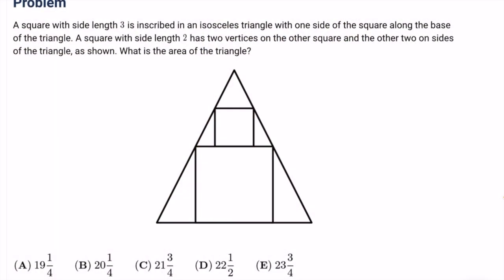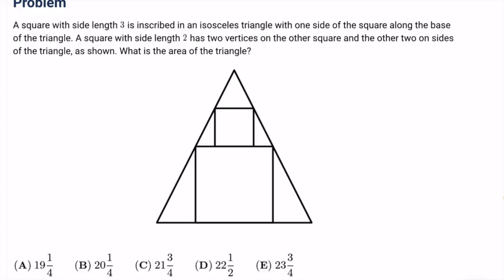The problem states, a square with side length 3 is inscribed in an isosceles triangle with one side of the square along the base of the triangle. A square with side length 2 has two vertices on the other square and the other two on sides of the triangle as shown. What is the area of the triangle?